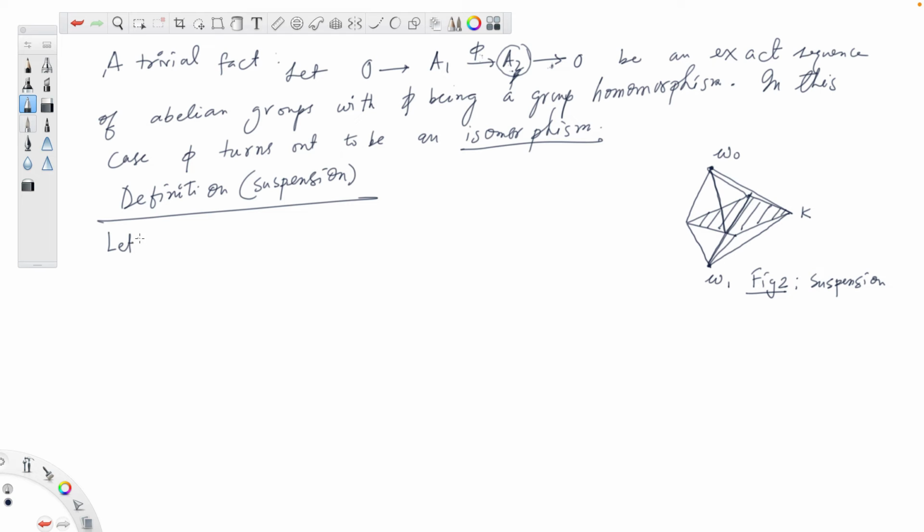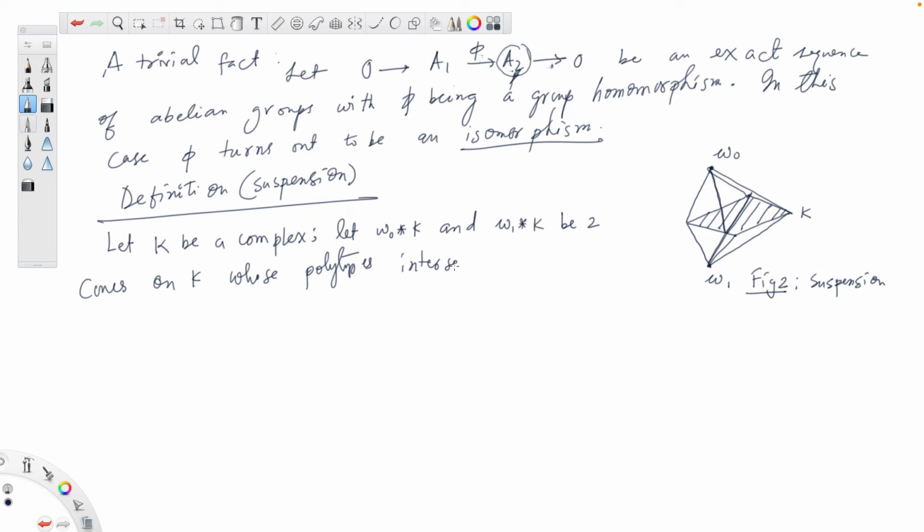Let K be a complex like we have here. Let W0 star K and W1 star K, like we have in this figure, the second figure, let these two cones, so these are two cones on K whose polytopes intersect in this topological space, the underlying space of K alone. Okay.